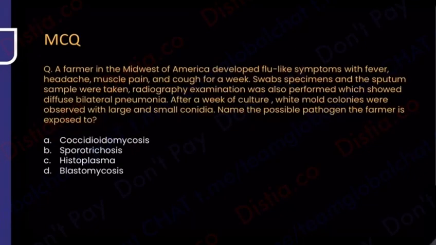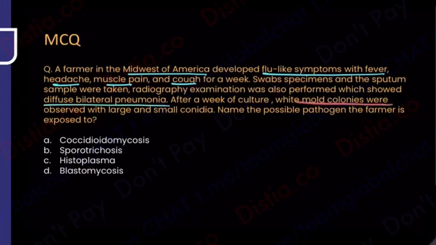Okay, so let's start reading this. You have a farmer in the Midwest of America who has developed flu-like symptoms with fever, headache, muscle pain, cough for a week. So typical flu symptoms. Swab specimens and the sputum sample were taken. Radiographic examination was performed, which showed diffuse bilateral pneumonia. After a week, the mold culture colonies were observed with large and small macroconidia. Name the possible pathogen which the person has been exposed to.